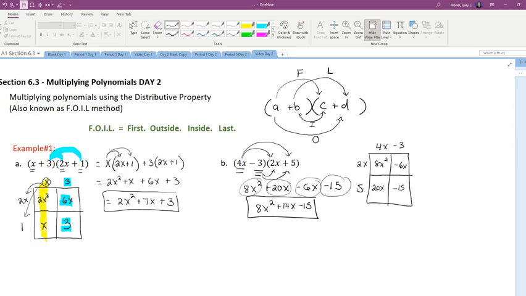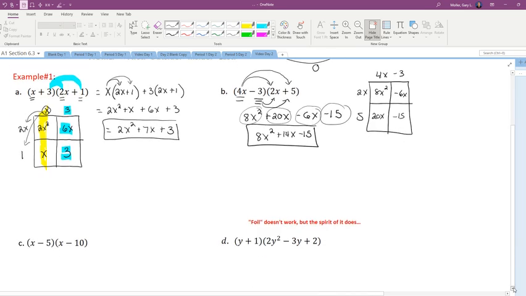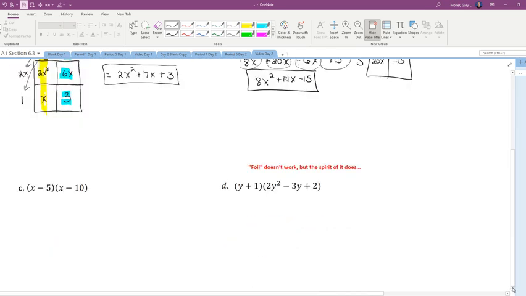All right. Hopefully this is okay. Let's go ahead and on your own, try C, and let's think of it as FOIL. So I'm going to use little arrows here. FOIL, do the two firsts together.